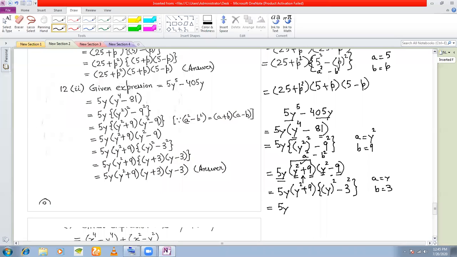So this is 5y into y square plus 9, and this is of the form a square minus b square, which is a plus b into a minus b.